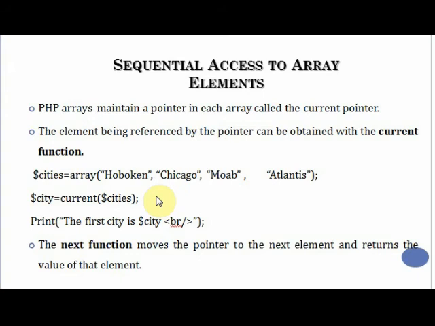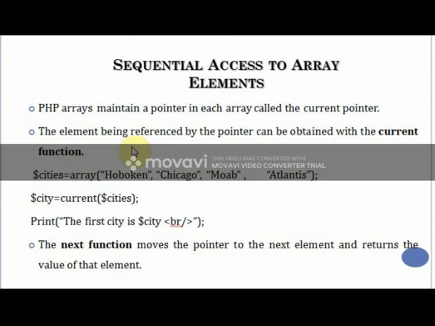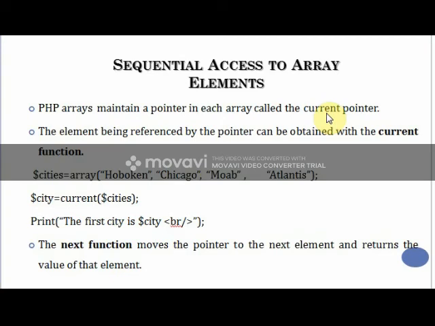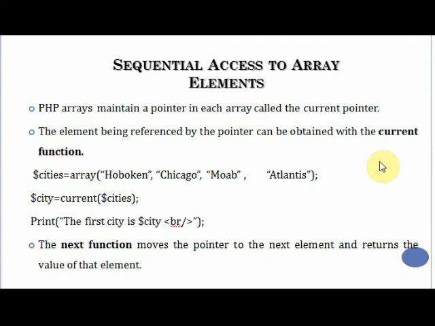So what we can say is, in PHP every array will have a pointer called the current pointer, which is initialized to reference the first element of the array at the time when the array is created. We can use the function called current to obtain the element being referenced. In the beginning it will be pointing to the first element, but as you reference values the pointer position will change. So to know which element is being referenced, we can use the current function.